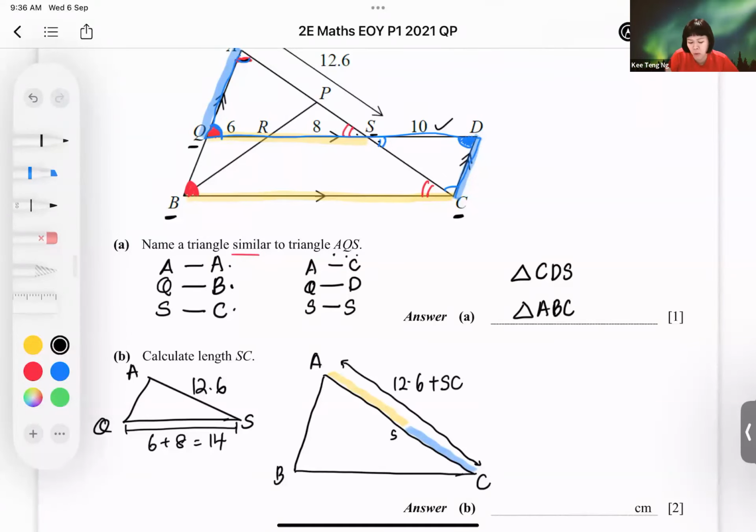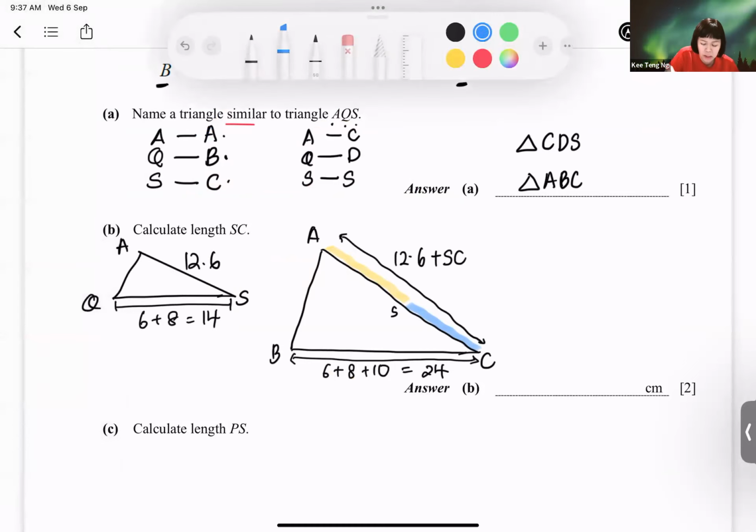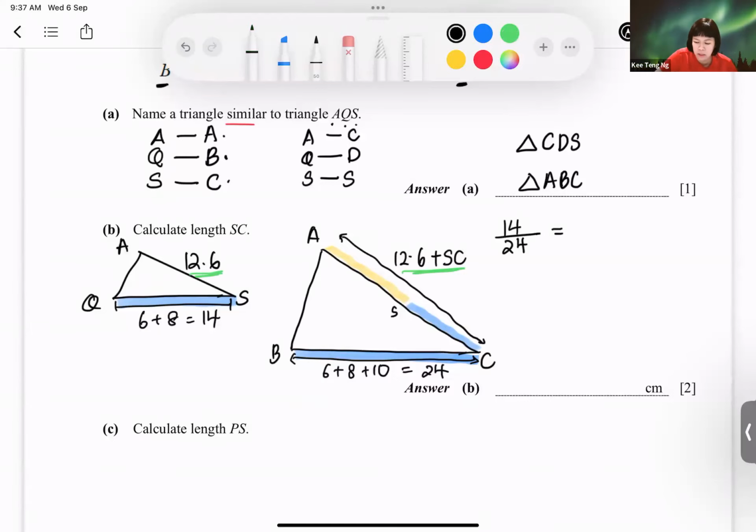Then next, I need to think, how am I going to find BC? BC is made out of 6 plus 8 plus 10. That will be 24. So now when we do our working, take the corresponding pair of ratios, the small over the bigger one. So this will be 14 over 24 equals the smaller one, 12.6 over 12.6 plus SC.